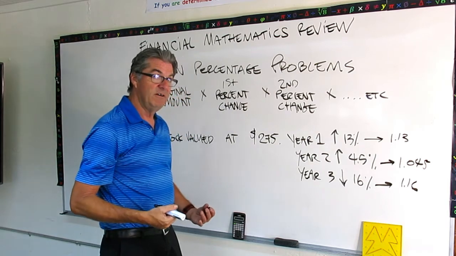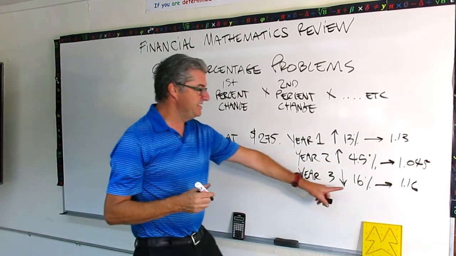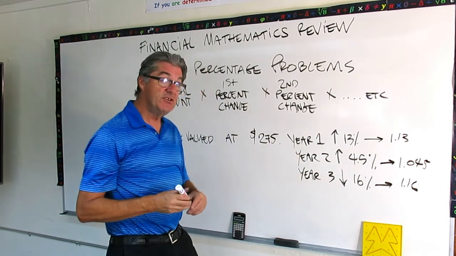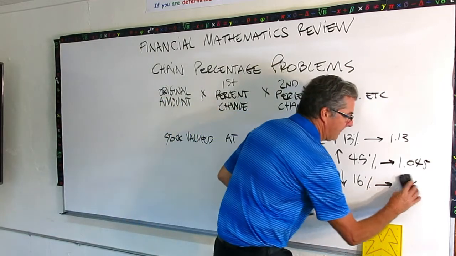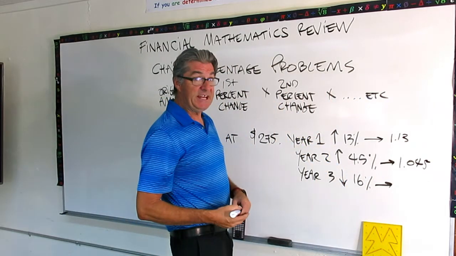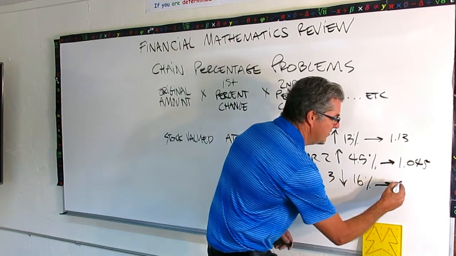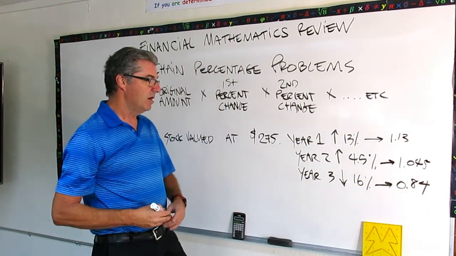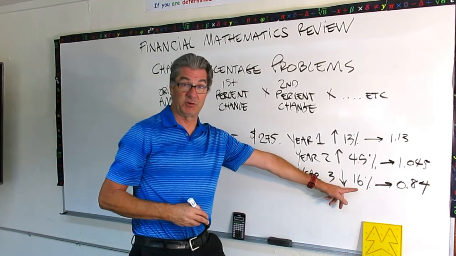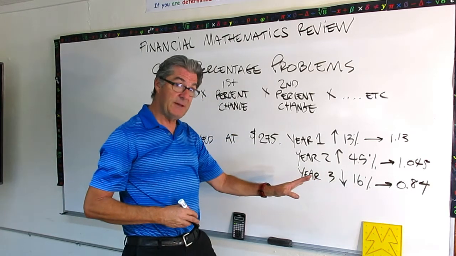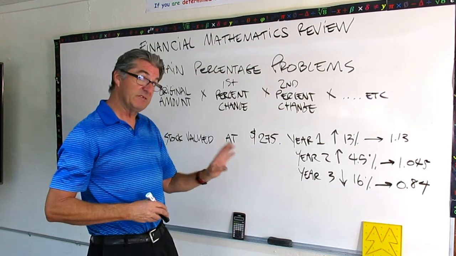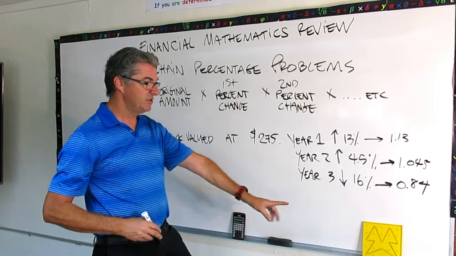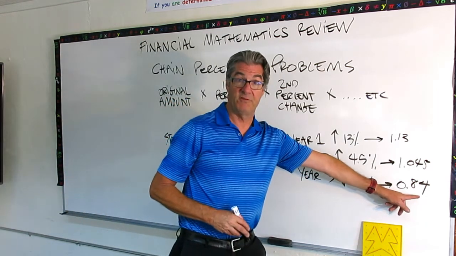And 16% is... wait, what did I do wrong? Yeah, 16 is down. So that's 100 minus 16, which is going to be 84. So that ends up being 0.84. That's the multiplier for a 16% decrease. Now I skipped a lot of steps there, so you want to pause the video if you don't see that, do the multiplier calculation, and make sure you can get to 0.84.